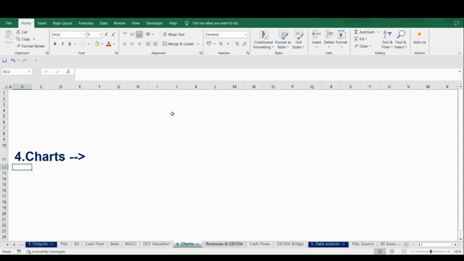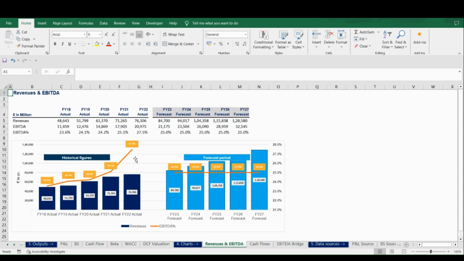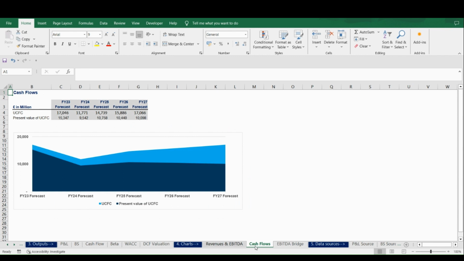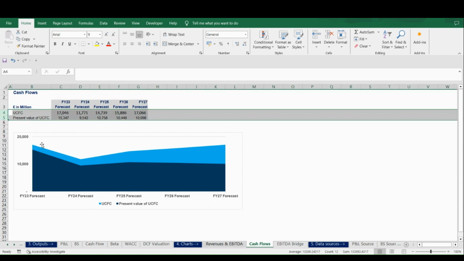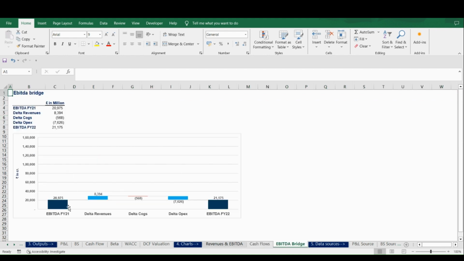Next up we have the charts that we prepared for the company. First is the revenue and EBITDA chart. You can look at it. Here are the historical figures. This is the forecast period. Next we have cash flows. It represents two values. First is the unlevered free cash flows, and second is the present value of those cash flows. Then we have the EBITDA bridge: EBITDA in the previous year, what were the changes in revenues, changes in COGS and OPEX, and the EBITDA in the next year.